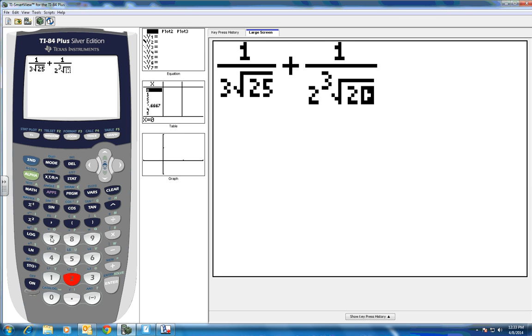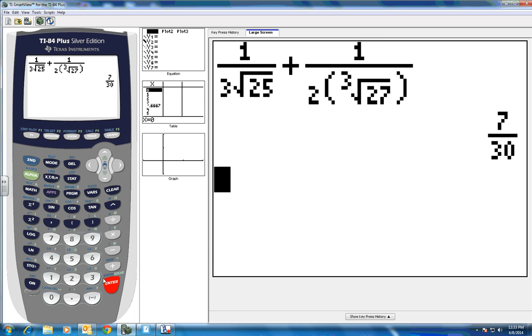27. Okay? Math, and then number 4 to get your cubed root. All right, any questions on that one? All right.